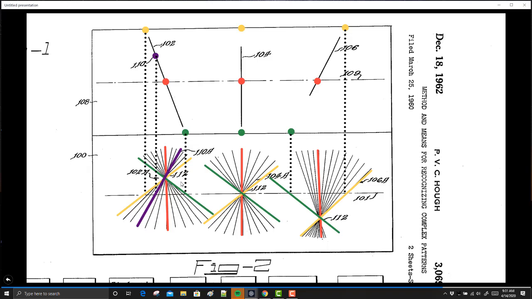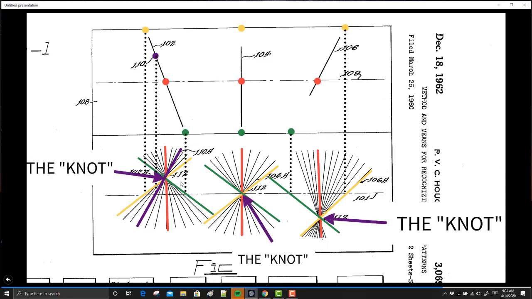Okay, in addition to that, for each group of lines in the lower framelet, we see that there is a point where all of the lines cross each other. Hough calls this point the knot. This is where all the lines make the knot. To quote Hough, it is an exact theorem that if a series of points in a framelet lie on a straight line, the corresponding lines in the plane transform intersect at a point. This point is the knot.